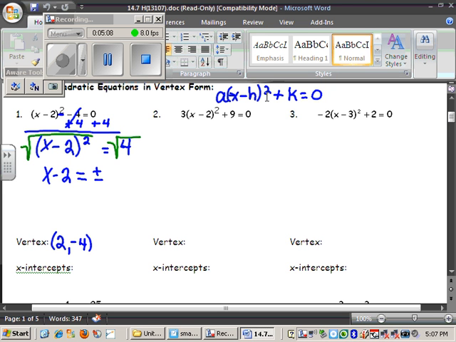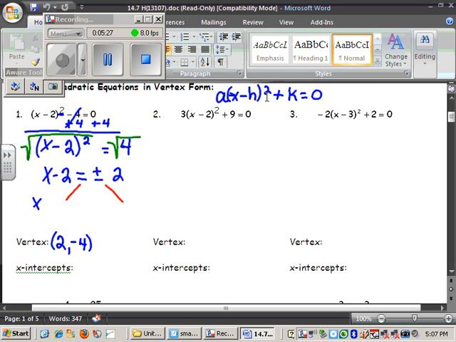And I don't have a 0, I have a 4. So it's going to be a plus or minus 2 because the square root of 4 is 2. I then will take both of these equations and break this equation up into two pieces. One for the plus 2 and one for the minus 2.